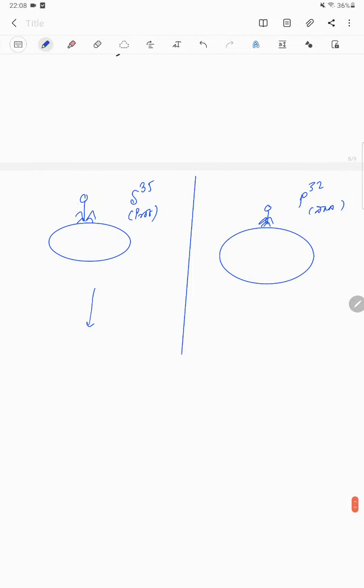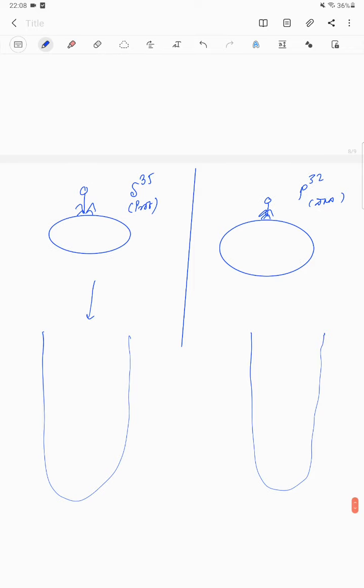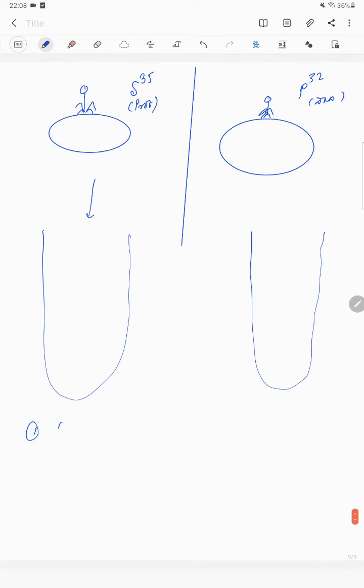Now they put these two in a test tube. In the test tube they allowed the bacteriophage to infect. Now what did they do? Centrifugation. So the first step they are going to do here is centrifugation. Now centrifugation means what? High speed rotating.